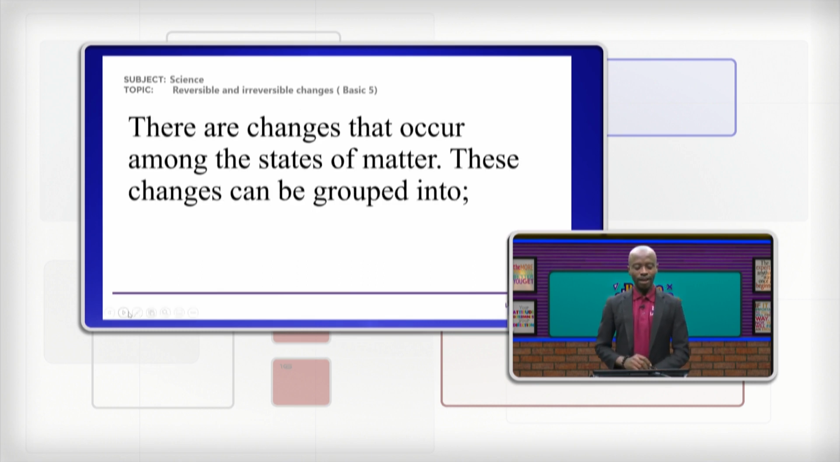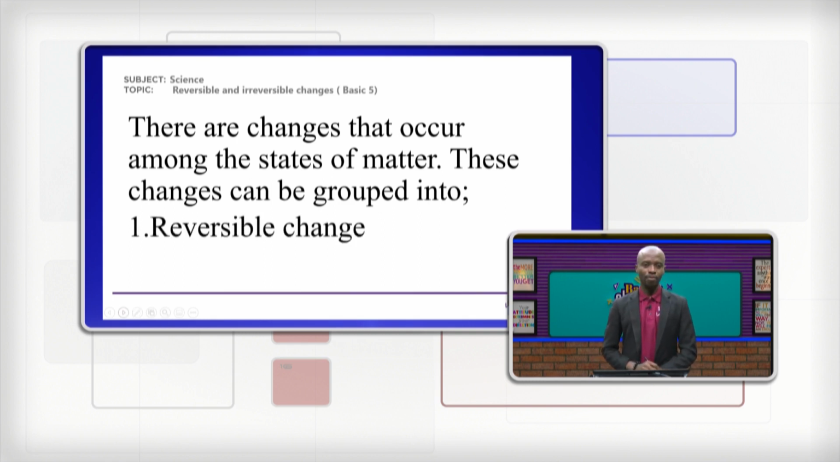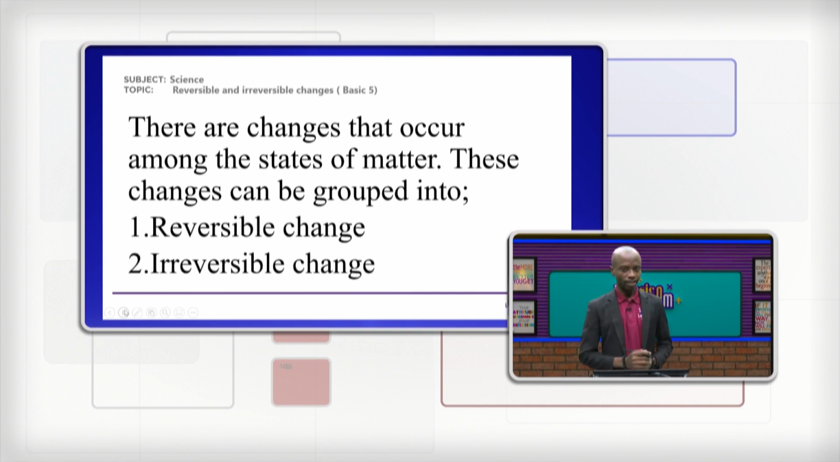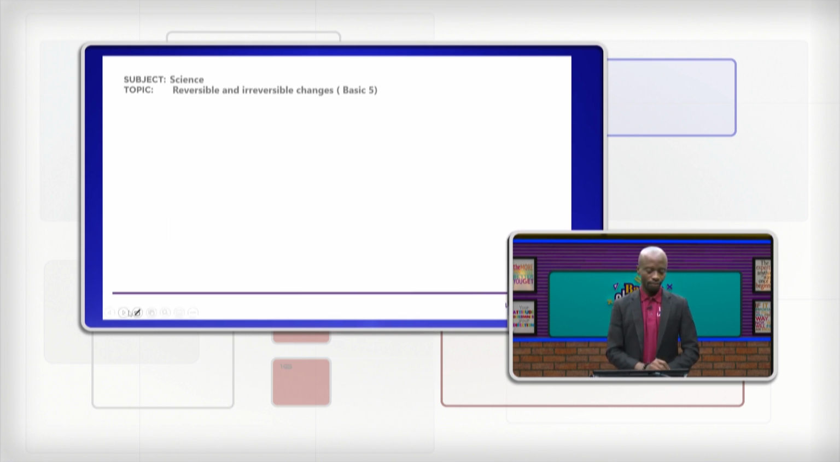So there are changes that occur among the states of matter. And these changes can be grouped into the reversible change and the irreversible change. So we are going to talk about the first one, reversible change. When we say reversible change, what do we mean?